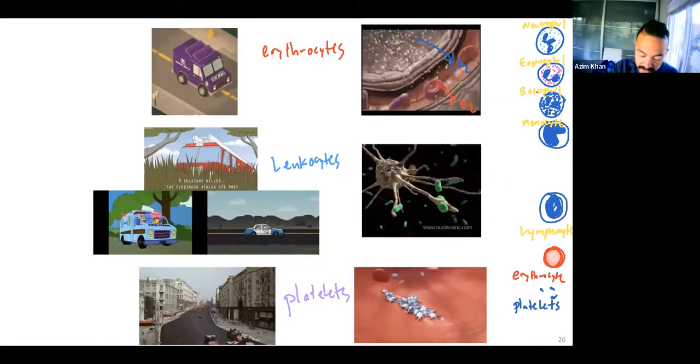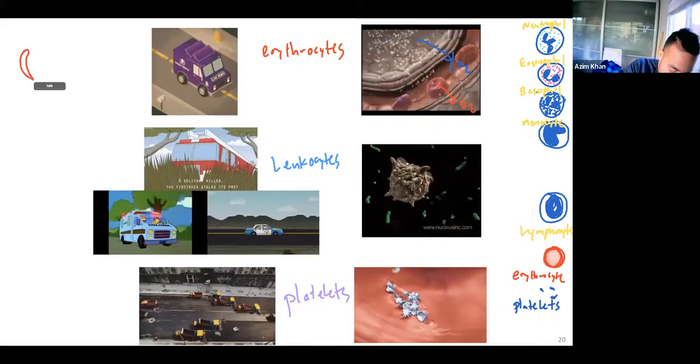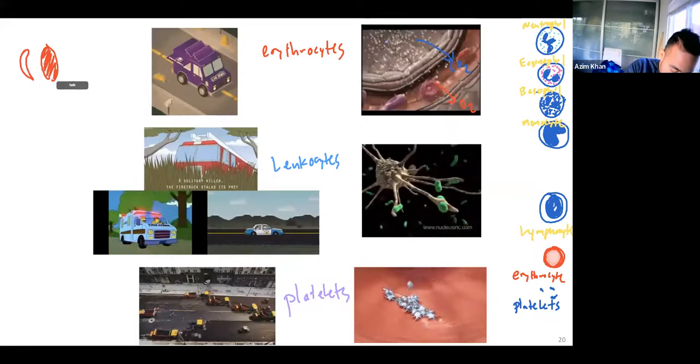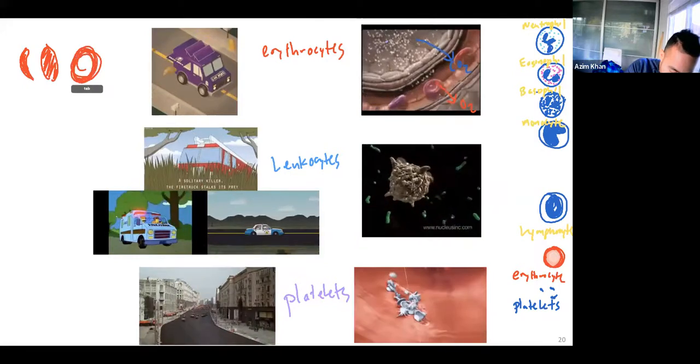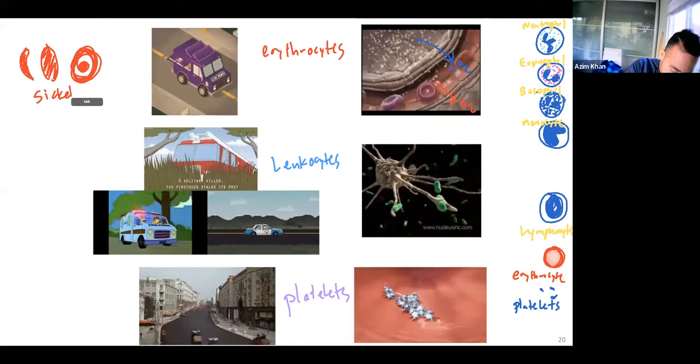We also mentioned 3 different types of anemia. Sometimes cells are shaped like this, or like this, or like this. That's sickle cell anemia.